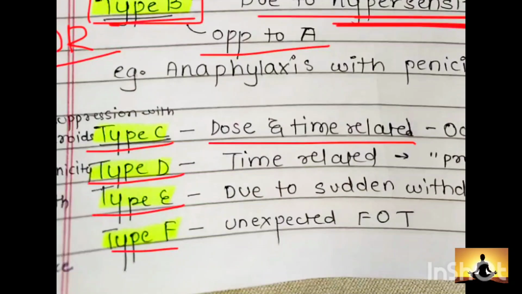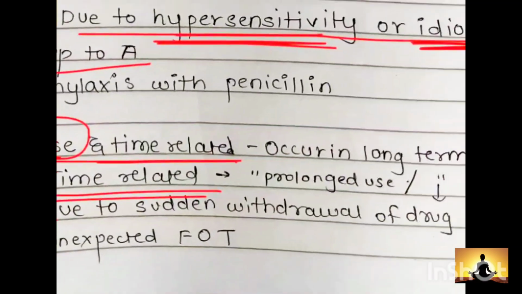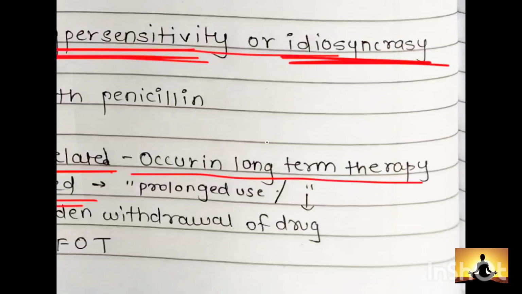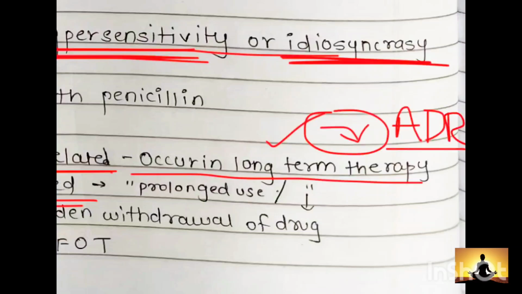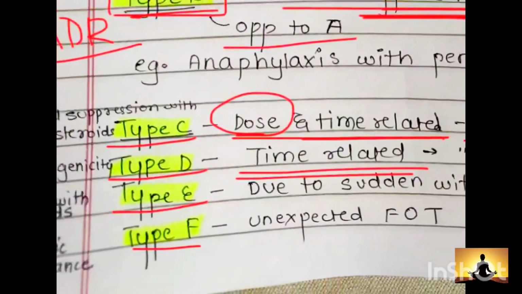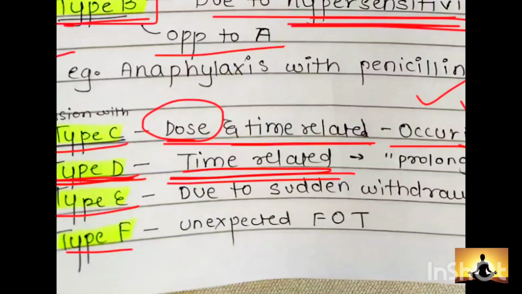Type C is dose and time related. Type D is only time related. Now, type C, dose and time related, occurring in long term therapy. If we are giving drugs through long term therapy, adverse drug reactions can occur. So that is called type C, that is it is related to dose as well as time and occurs in long term therapy.